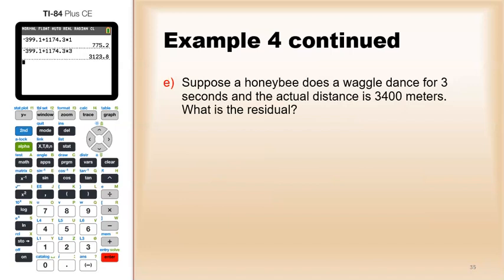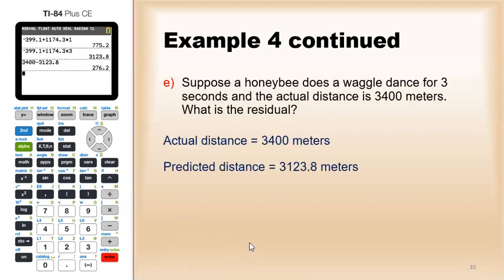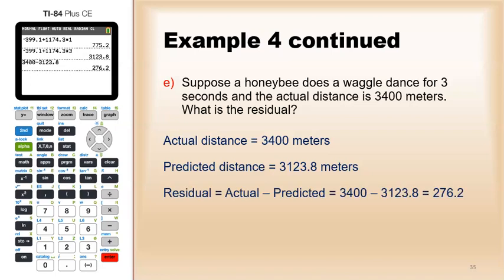Now, suppose a honeybee does a waggle dance for 3 seconds, and the actual distance is 3,400 meters. So if I want to find the residual, I take that 3,400, that's the actual value, and I subtract off that predicted value of 3,123.8. And my residual comes out to be 276.2. So the actual is 3,400, predicted is 3,123.8. Residual, actual minus predicted, 3,400 minus 3,123.8, which is 276.2.